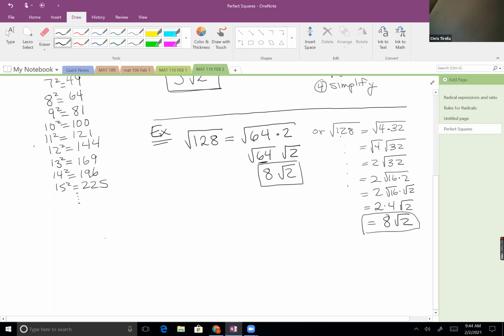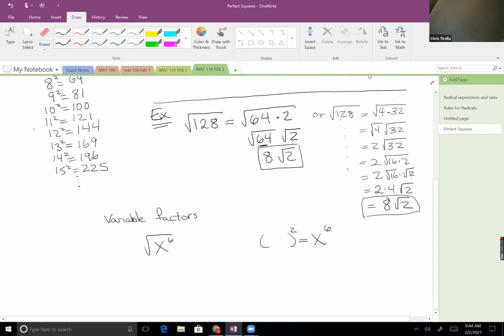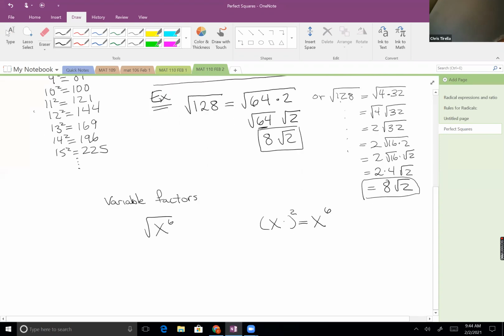Now, sometimes we have variable factors. And so let's say I want to find the square root of x to the 6th. Well, I'm wondering, is there anything that I can square to get x to the 6th? Well, I know it's going to have a base of x, but I need to come up with an exponent. Does everybody remember that when we raise a power to a power, we multiply exponents? So I'm saying, what can I multiply by 2 to get 6? That would be 3. And so the square root of x to the 6th is x to the 3rd.